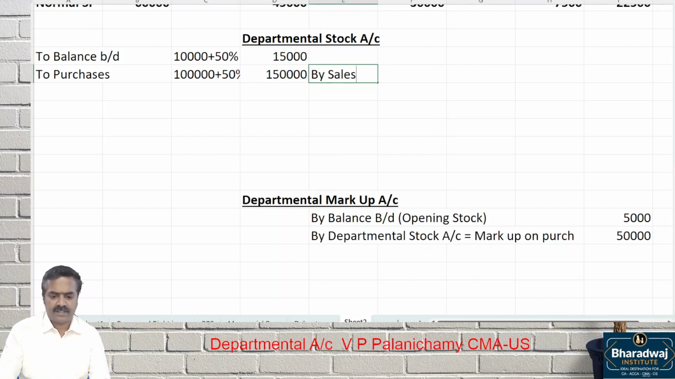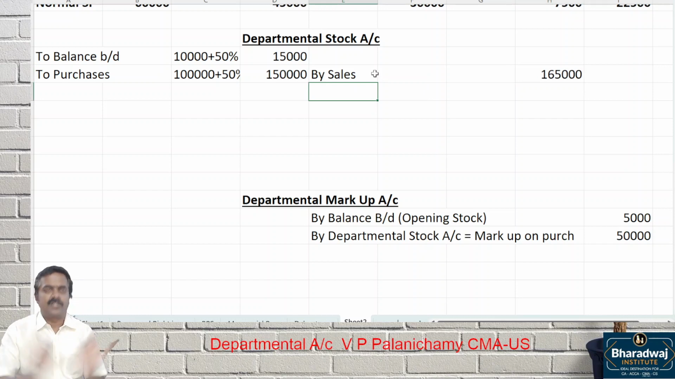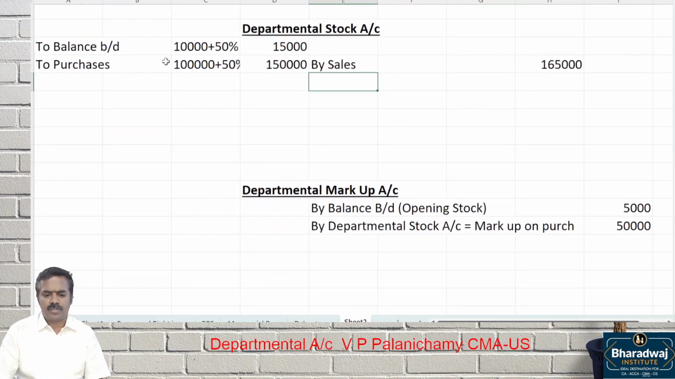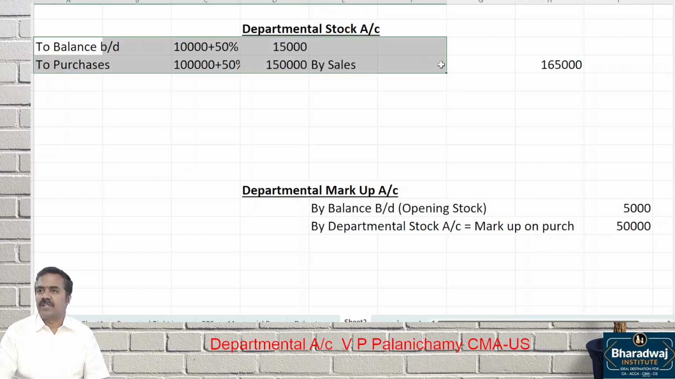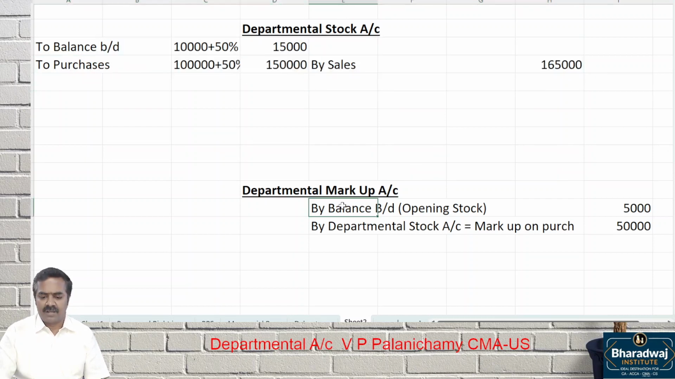By sales, it is made at how much? 1,65,000. Ignore this information. Let us assume everything is sold at normal selling price. Now there will be no closing stock. Whatever is marked up is earned. This will be known as gross profit.